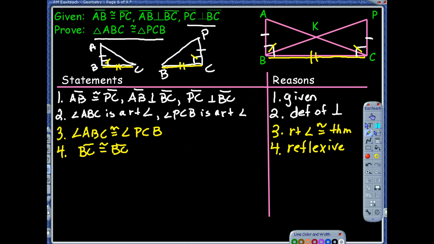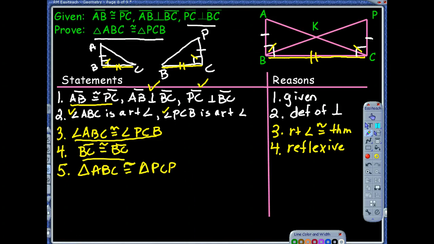Right now I see that in my given I had a set of segments that were congruent. I've already used the perpendiculars to make my new statements. I've already used the right angles to make my new congruent statement. I've got a set of angles that are congruent and another set of segments that are congruent. So I've got three things that are congruent within these triangles. And as I look at them, I notice that it's two sides and the included angle. So I can go ahead and say that triangle ABC is congruent to triangle PCB, and my reason is going to be side, angle, side.